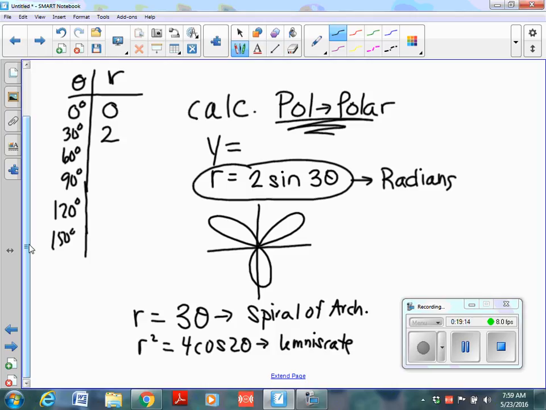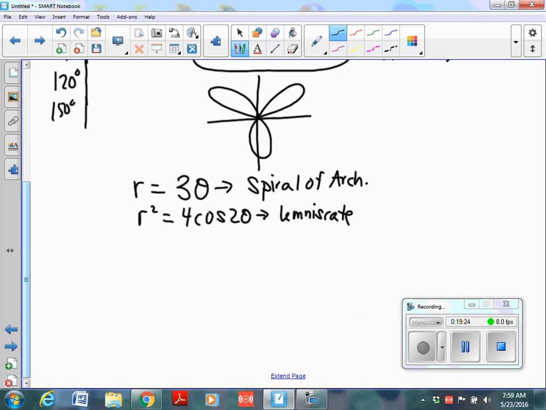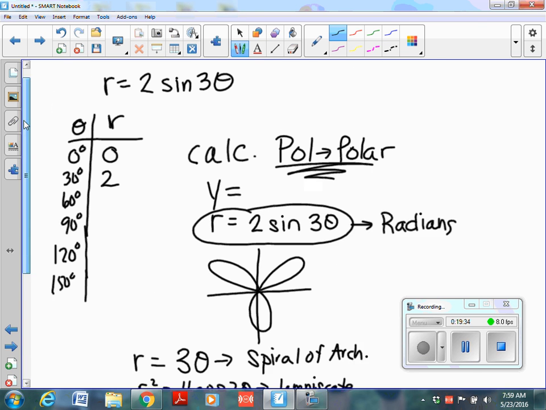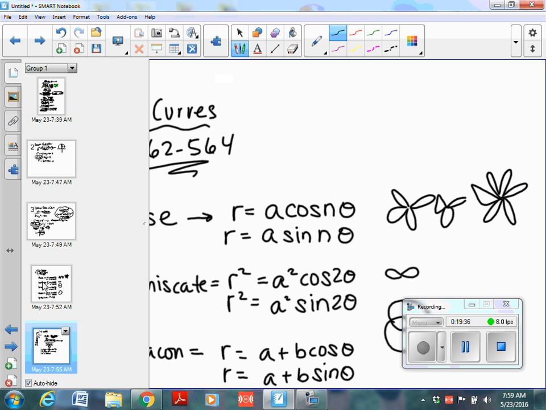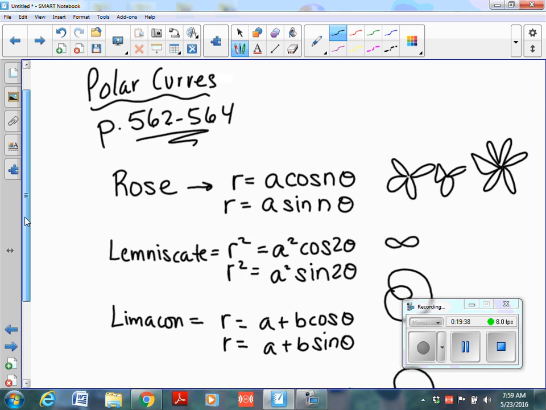I'm going to give you one more. I'd like to give you a loop-de-loop one if I can. I'm going to give you r equals 3 minus 5 cosine of theta, which is, I don't know these that well, this one is the limaçon.